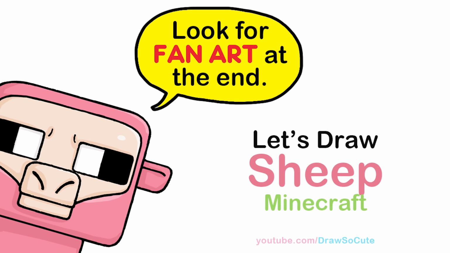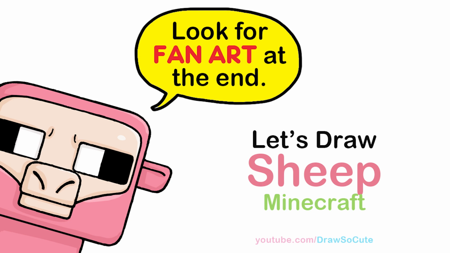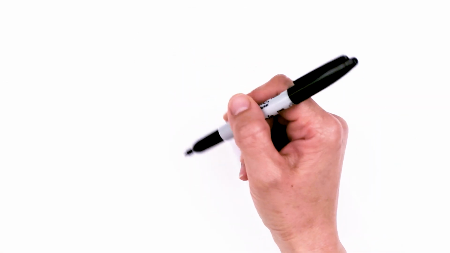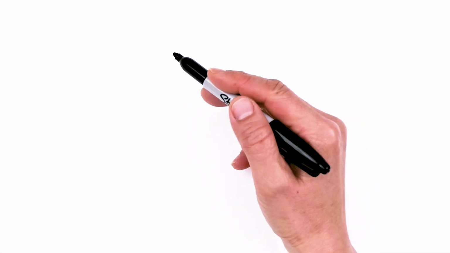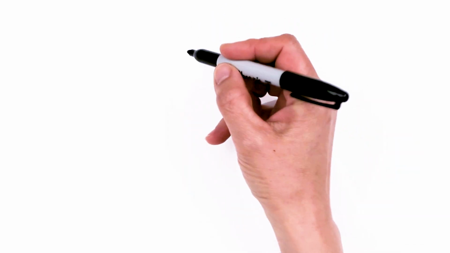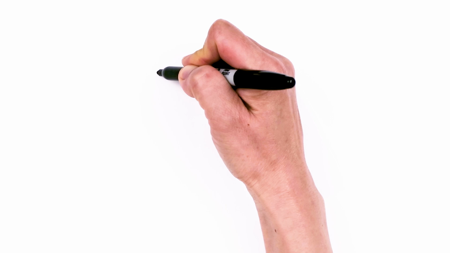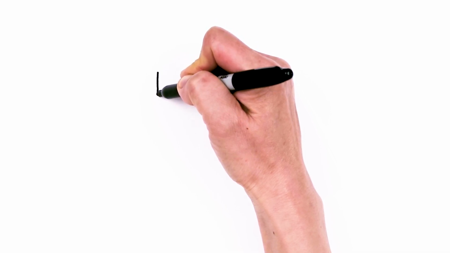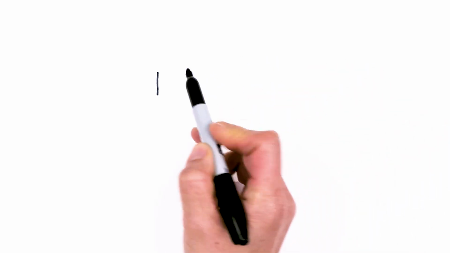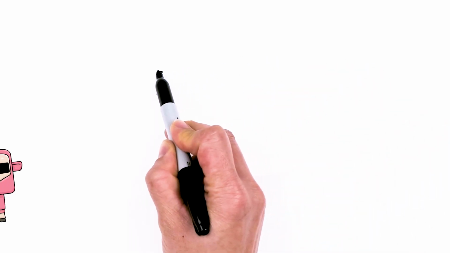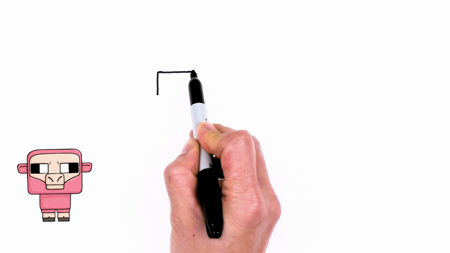Today we're going to draw the sheep from Minecraft. So let's get started. To draw this cute sheep, let's first start by drawing two rounded off rectangles for the eyes. So I'm going to start right here, and I'm just going to go down with a straight line about that high, and then I'm going to go across to create my rectangle.